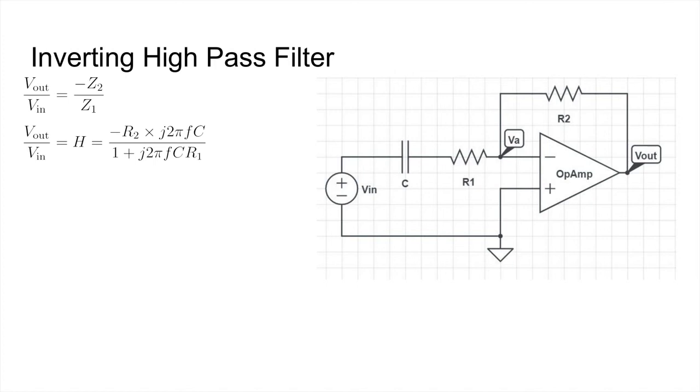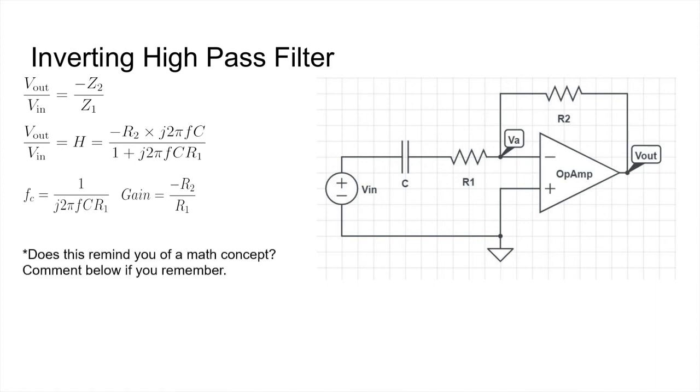Really similar to the one for the low pass filter. However, we do have the j2πfC on top as well. Well, just like before, our gain would be that negative R2 over R1, and our cutoff frequency will be based off the part on the denominator. If you notice in this case, when we plug in a small frequency, the bottom would still go to 1, but the top, since it's multiplying, will also have a very small number. So for very low frequencies or zero frequency, this would be very low or non-existent.